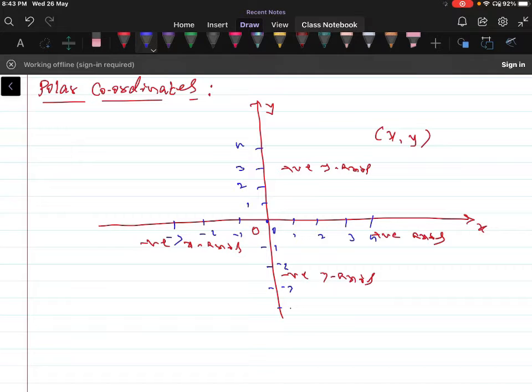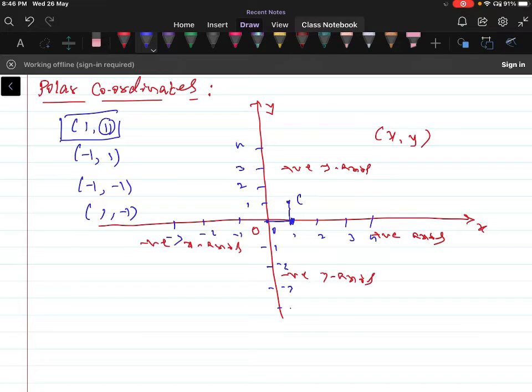Example: let us plot the points in the plane 1 comma 1, minus 1 comma 1, minus 1 comma minus 1, and 1 comma minus 1. Take 1 comma 1. Let us plot the point 1 comma 1. So 1 unit to the right side, and another 1 unit upward along the y axis, this is the point here. So this is the point 1 comma 1 in the Cartesian plane.